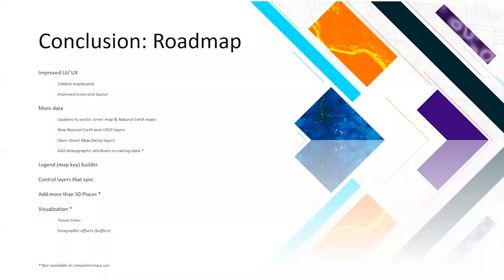It's almost like a browser experience now, where the map boards are tabbed. We think that's a little bit more intuitive. And we've improved the icons and the layout of the buttons as well, so we're hopefully making some improvements to make it easier. There are some data updates. I mentioned that the vector street map is getting updated, and the Natural Earth maps. We're adding new layers, so instead of using the whole map as a single object, you can get access to the Natural Earth layers as individual layers.